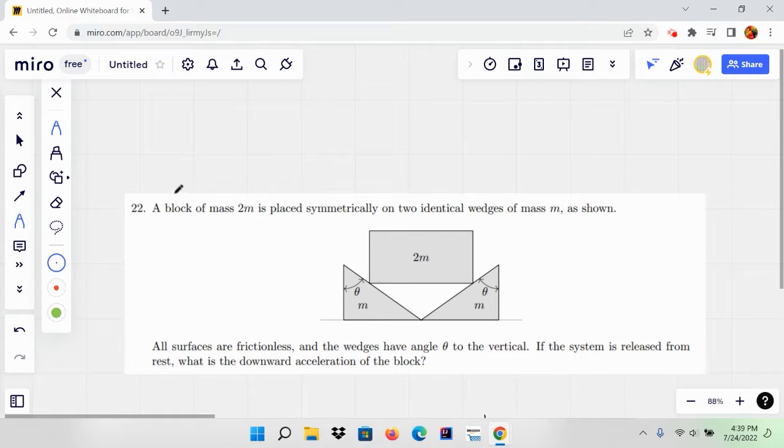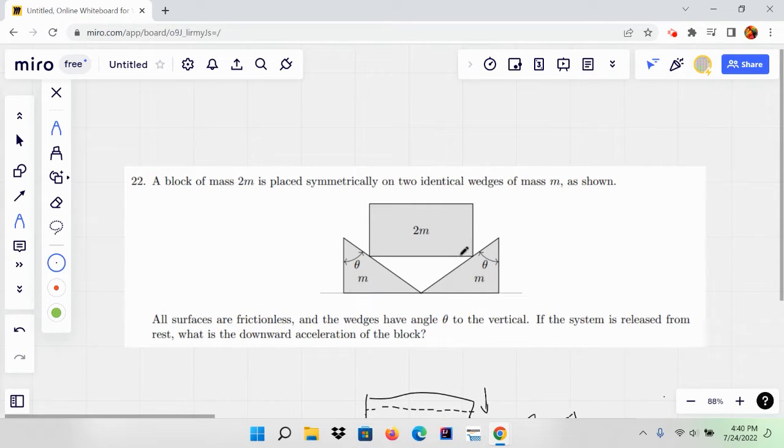So, the first problem that we'll be taking a look at is problem 22. The setup is you have these two wedges with masses m and angle theta. And then on top of them, you put a block of mass 2m. When the system is released from rest, what is the downward acceleration of the block? So of the mass 2m, what is the acceleration?